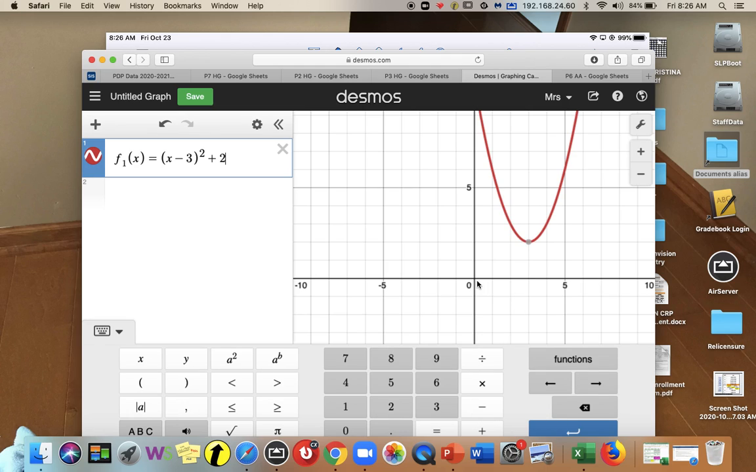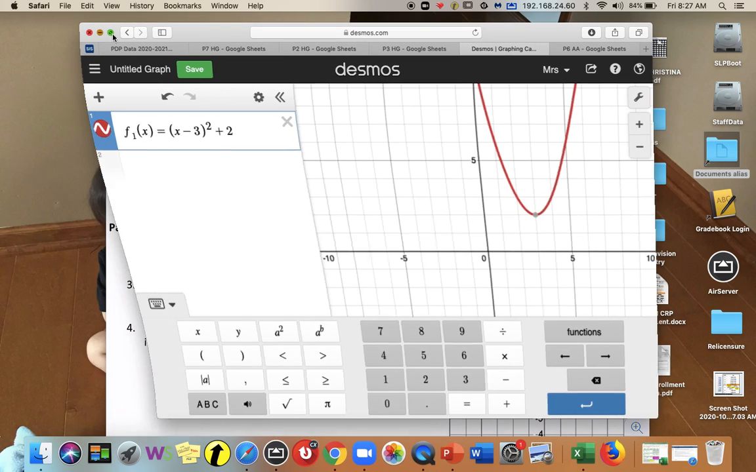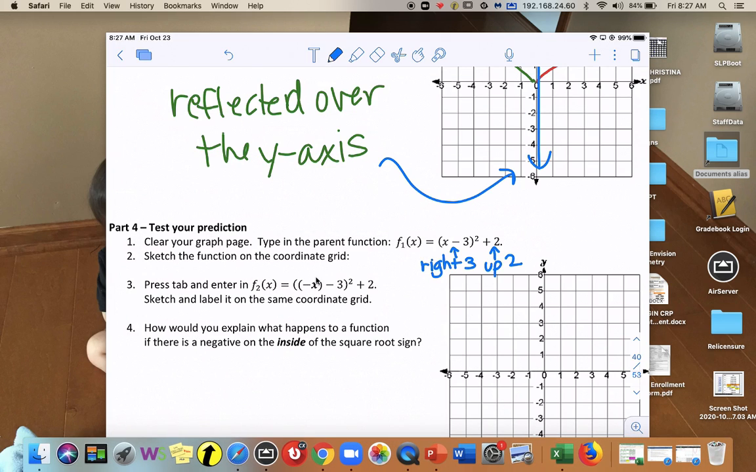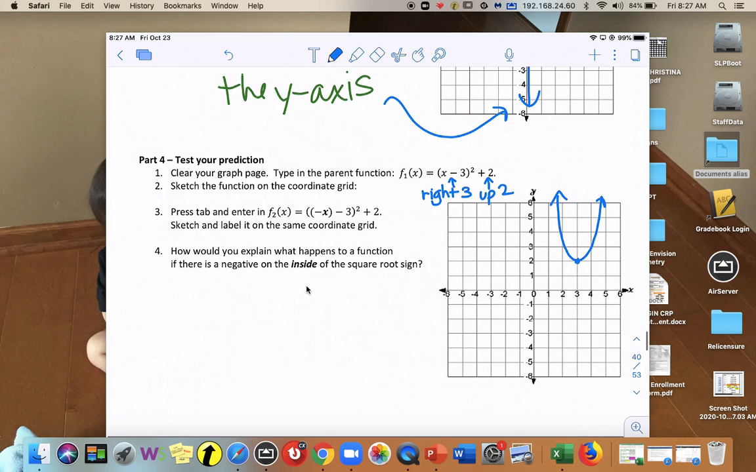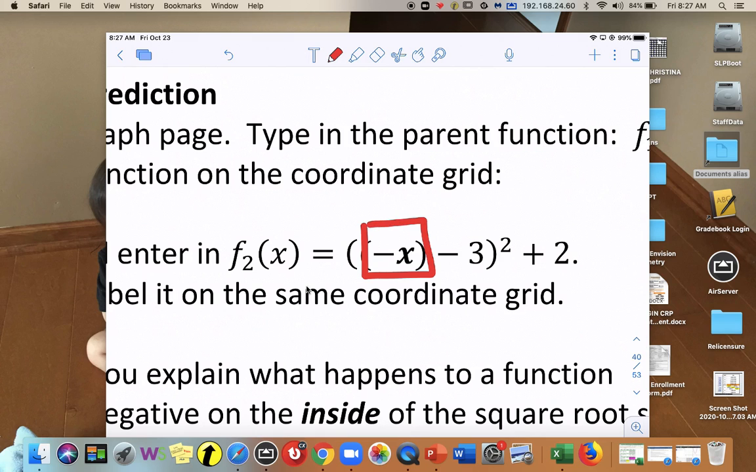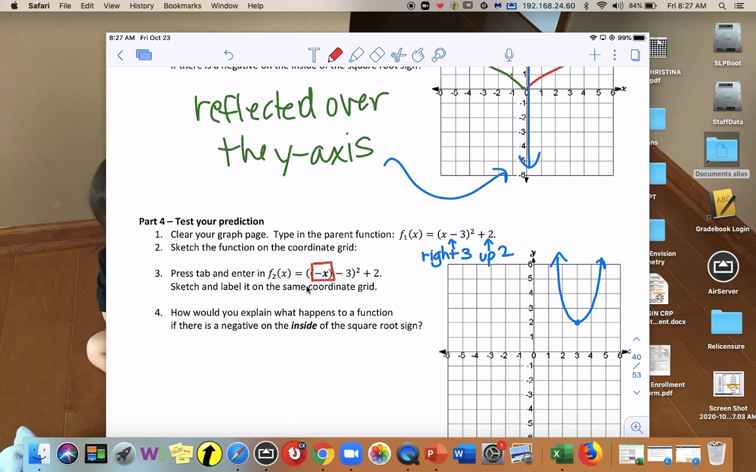And take a look. It did shift right 3 up 2. But now what happens if you put a negative on the inside of the parentheses? You see this negative right here. First, I should actually graph this. Right 3 up 2. Here was our new parabola. But now what happens if there's a negative on the inside of the parentheses? So let's type that in and see what happens.